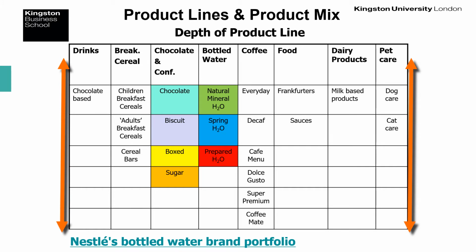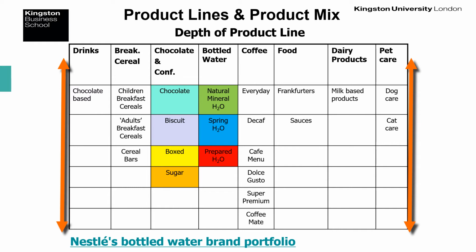But in chocolate and sugar confectionery, it's much deeper. So it's much more depth. In this product line, there are 4 entries. There's chocolate confectionery, there's biscuit-based confectionery, there's boxed chocolate confectionery, and then sugar confectionery, things like mints and fruit sweets and so on. So looking down the columns indicates the depth of product line.